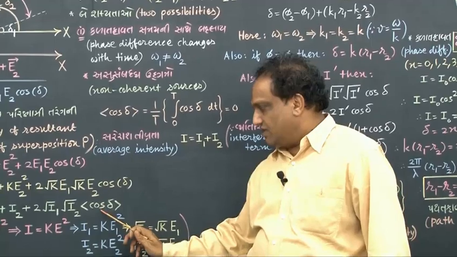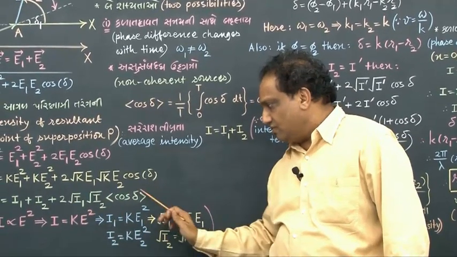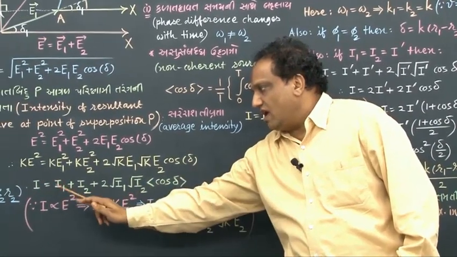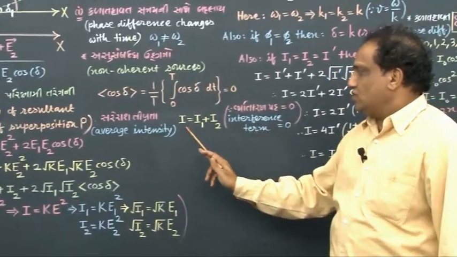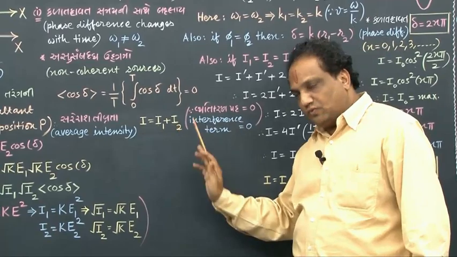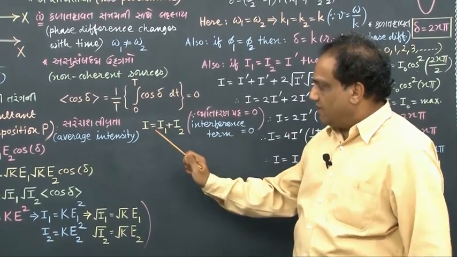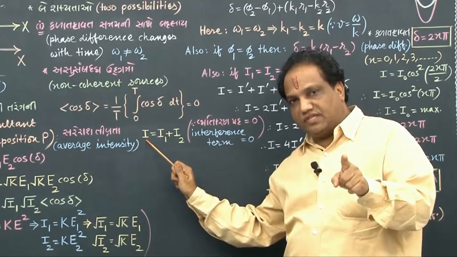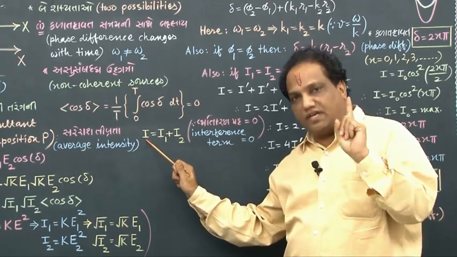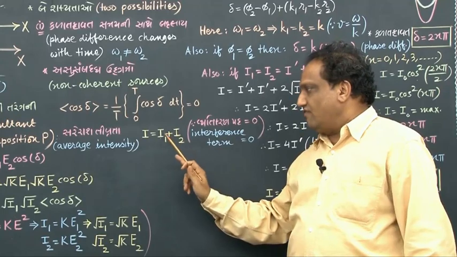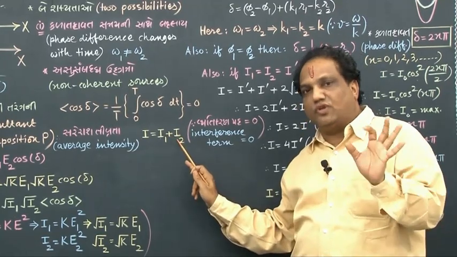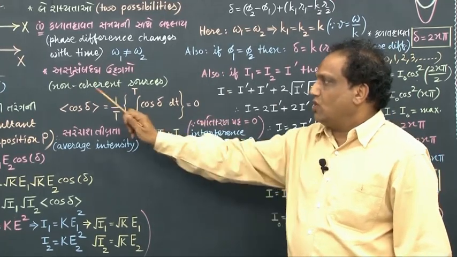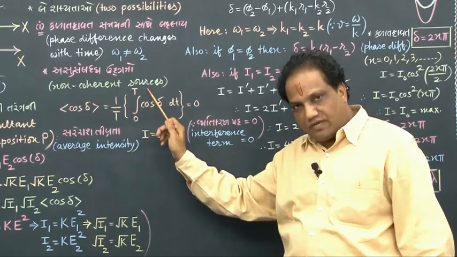So when the average of cos delta is 0, put it here. When this term is 0, this interference term will be 0. And when this interference term is 0, I will be simply equal to I1 plus I2. Again I repeat, this is the average value of the resultant intensity, which is the summation of the average values of intensity of the two given sources. This is all I have talked about for non-coherent sources.